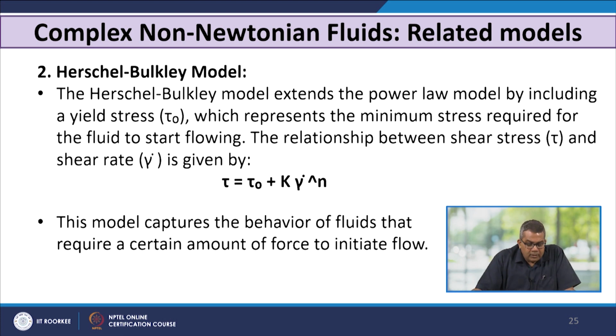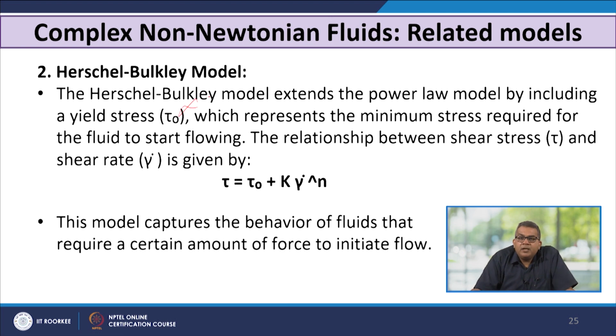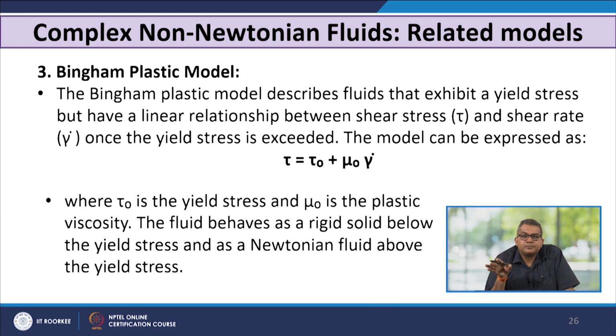The Herschel-Bulkley model. The Herschel-Bulkley model extends the power law model by including a yield stress tau naught, which represents the minimum stress required for the fluid to start flowing. The relationship between the shear stress tau and shear rate gamma is given by this particular relationship. This model captures the behavior of fluids that require a certain amount of force to initiate flow.